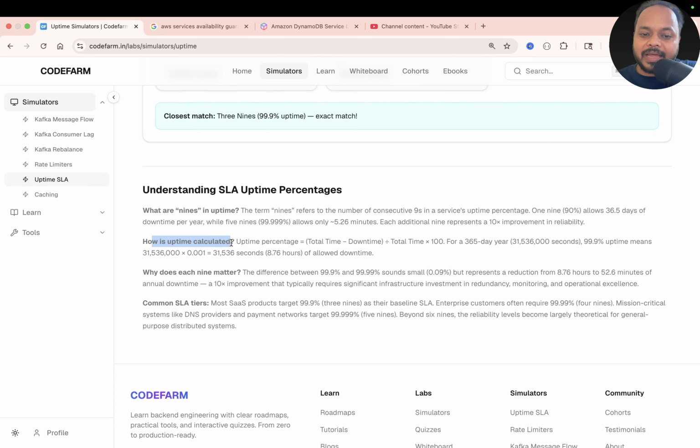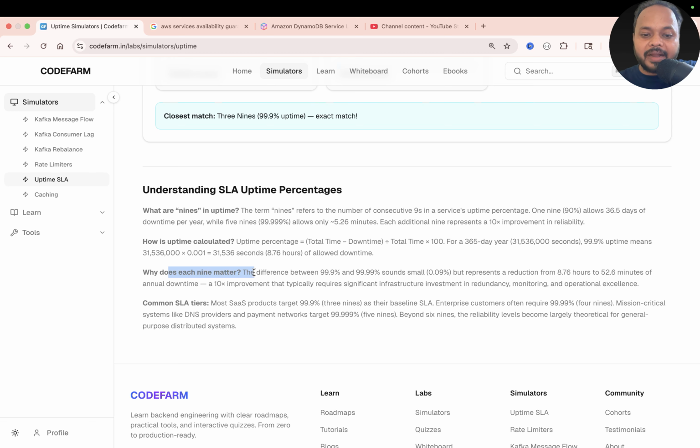So how is this uptime calculated? It is a percentage: total time minus downtime, divided by total time. In layman terms, it is the amount of time the site is available for you to use divided by the total time. That's what gives us the 99%. For 365 days a year, there are this many seconds. 99.9% uptime means multiplying this by 0.001, that means 31,536 seconds, or 8.76 hours of allowed downtime.